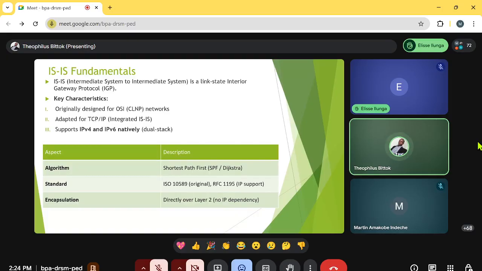ISIS, I can say, supports a dual stack. When I say it supports a dual stack, let's say, for example, you have your interface. You can configure an IPv4 address and configure IPv6. Then when you enable ISIS on that interface, basically both protocols are going to be advertised, both the IPv6 address and the IPv4 address. That is basically when I say it's a dual stack protocol.